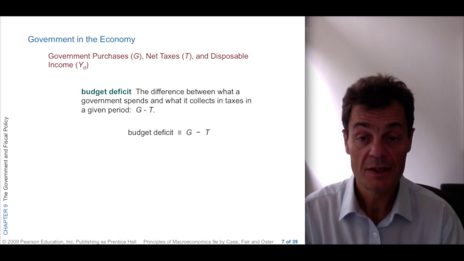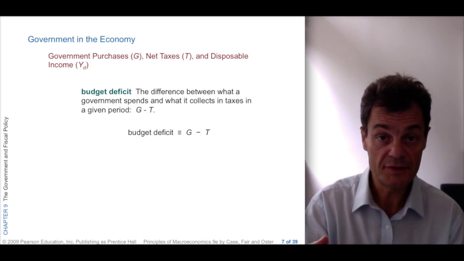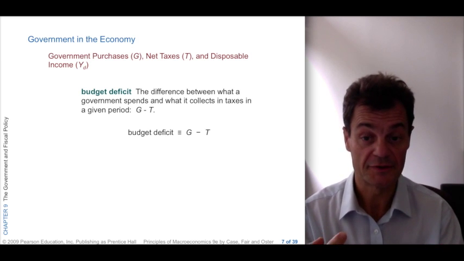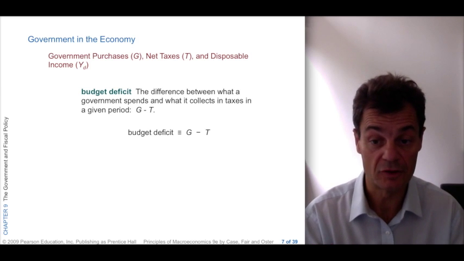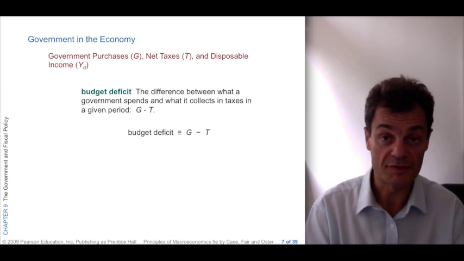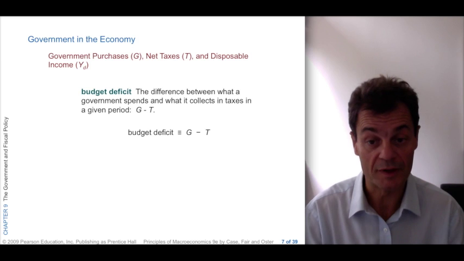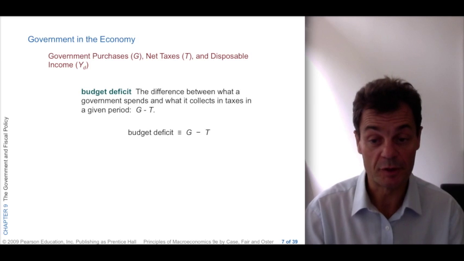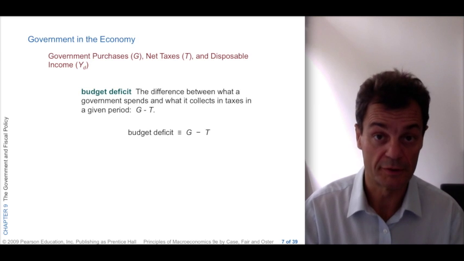The budget deficit is simply the difference between what the government purchases or spends and what the government collects or earns through taxes. Budget deficit is spending minus taxes. When the taxes are less than the spending, the government spends more than what it receives, it is in deficit. It can also, of course, happen that the government collects more than what it spends. It can happen that taxes are above spending. In that case, we obtain a negative budget deficit, which is actually called a budget surplus.